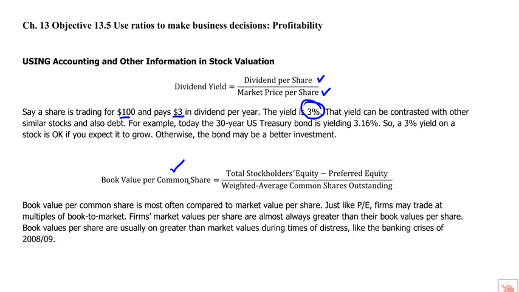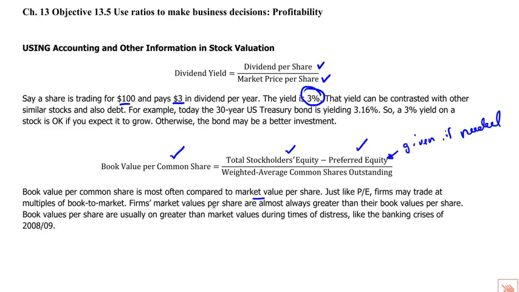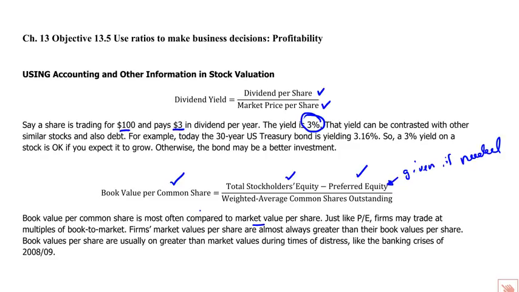We can also look at book value per share, which is total stockholders' equity less any preferred equity. Once again, we would give you this if needed. And book value per share is most often compared to market value per share, kind of like PE. In general, market values are typically greater than book values. However, during the banking crisis, some of the banks' book values went below their market values. Okay, so that's the end of this discussion.